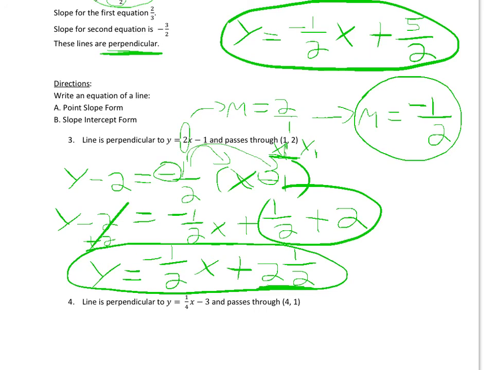Okay, so tomorrow we'll do, I guess it's 2 and 4, in class, and do a little bit more work with parallel and perpendicular lines. But the key part is remembering the slopes. Parallel lines, they have the same slope. Perpendicular lines, they have the opposite reciprocal slope of each other.